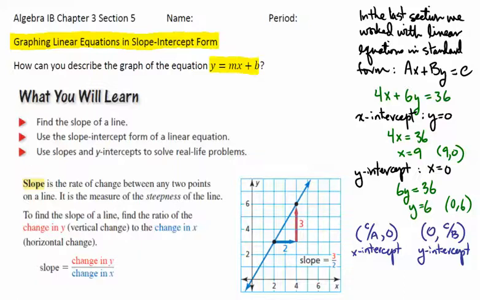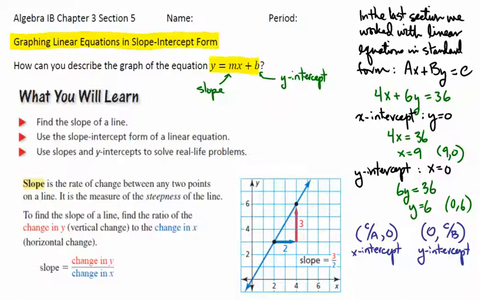And let's just recall for a second that m is equal to slope, and b is the y-intercept. So how could we describe a graph if we know its slope and its y-intercept? How could we describe the graph of a straight line if we know its slope and its y-intercept?